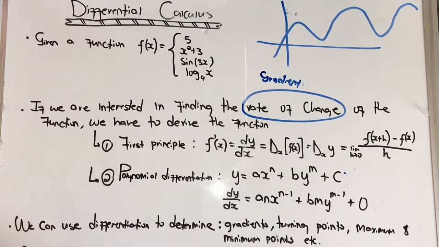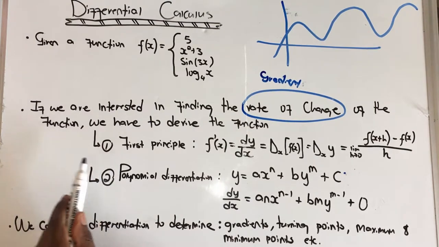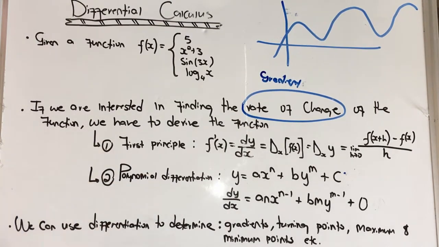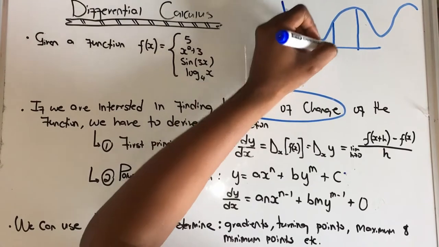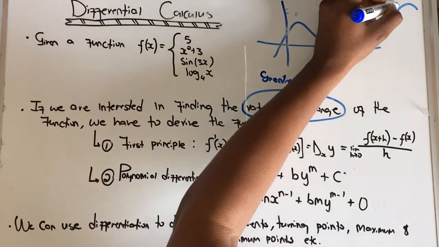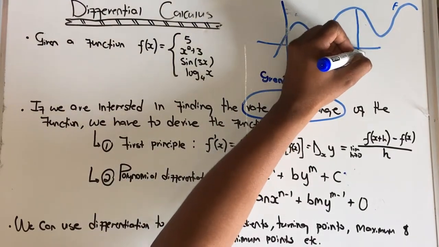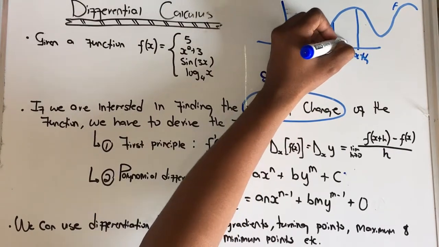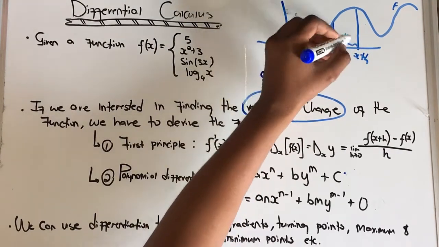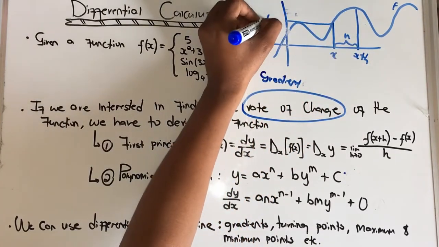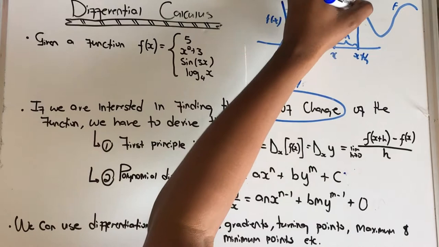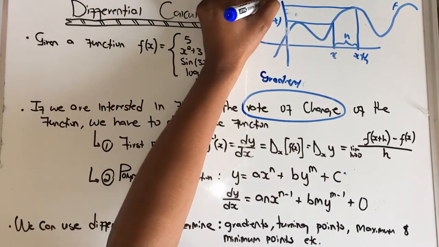So there are two ways to differentiate functions in grade 12. The first one is first principles. Take an x value, and the function there is f of x. Then we have x plus h, because we move x over by h and get x plus h. So this refers to the y value f of x, and this refers to the y value f of x plus h.